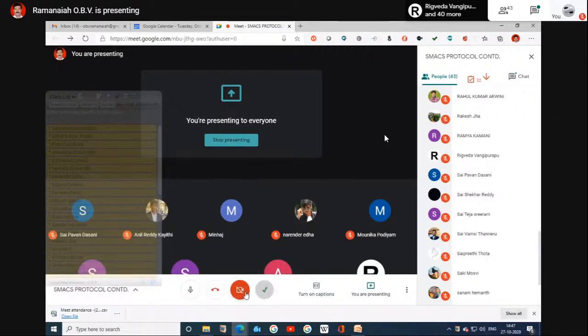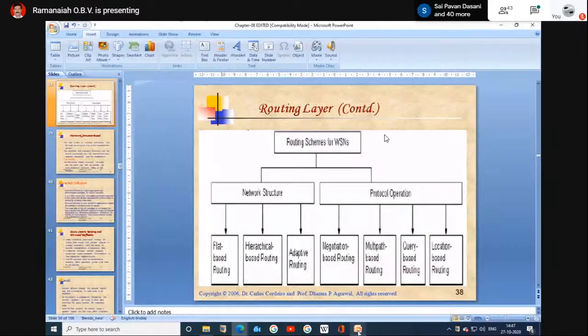So I'm sorry, we shall continue. Yeah. So this is the classification one must understand. First classification, remember, is distinct from our usual classification. It is not mutually exclusive. The same set of protocols is discussed under two headings. One is network structure, the other is protocol operation.